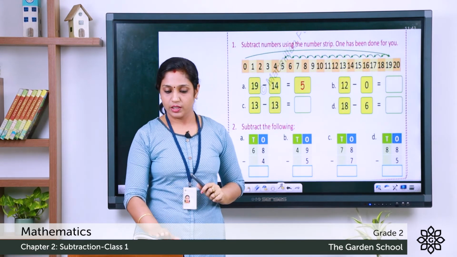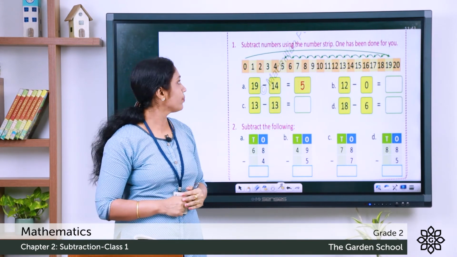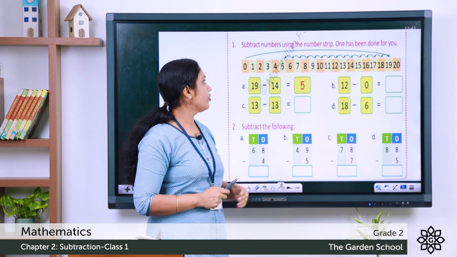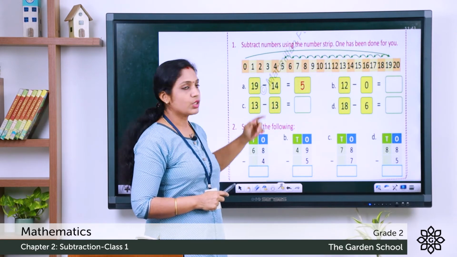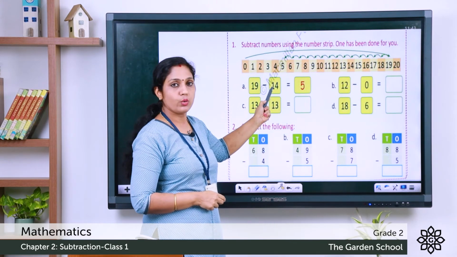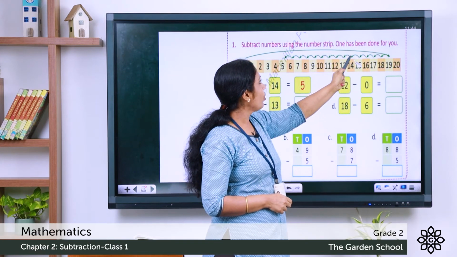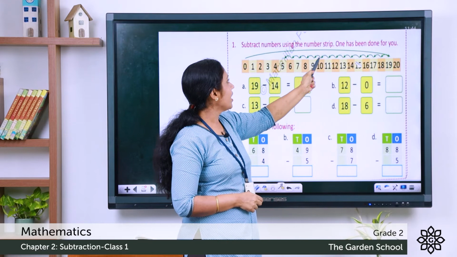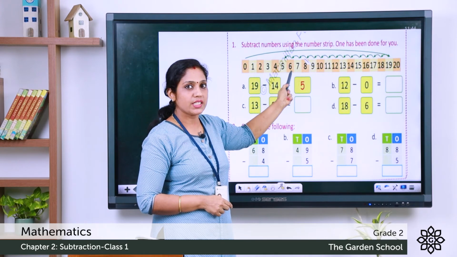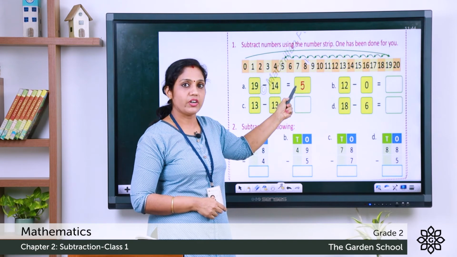Here in your textbook, page number 33, you have this exercise. Using number line, you have to do this. The first one has been done for you. 19 minus 14. So we have to start from 19. From 19, we need to move backwards 14 times. So what is the answer? 1, 2, 3, 4, 5, 6, 7, 8, 9, 10, 11, 12, 13, 14. We reached 5. Now what is the answer? 19 minus 14 is equal to 5. That has been already done for you.